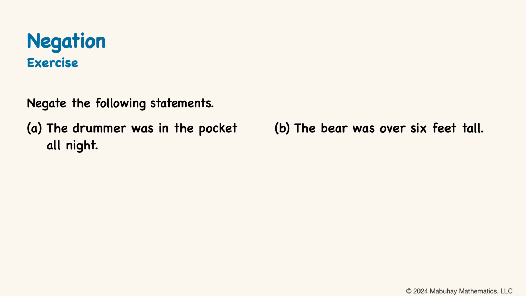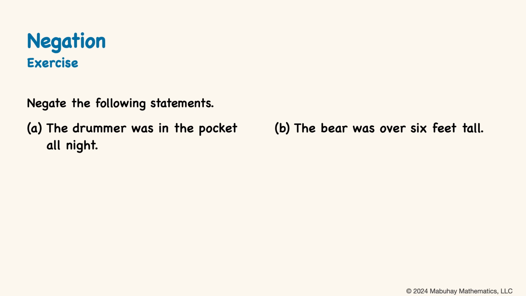Here's another one. And again, go ahead and pause it if you want to try this one out on your own first. So we have two statements and we want to write the negation. Okay, so now we're not worried about the truth value necessarily, but we want to be able to negate it. So part A, the drummer was in the pocket all night. So we need to come up with a statement that means the exact opposite, that has the exact opposite truth value. So there are a couple of ways to do it here.